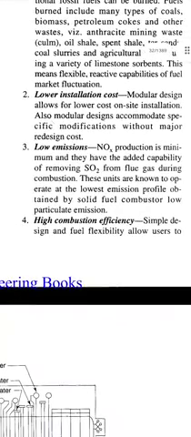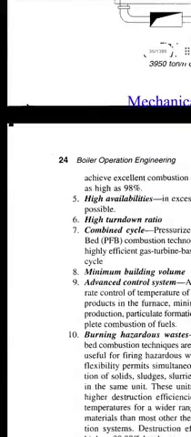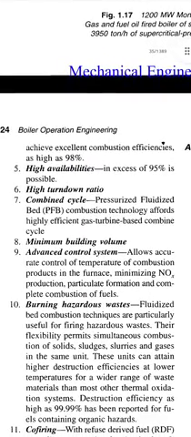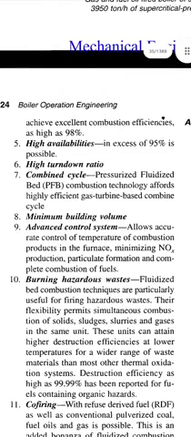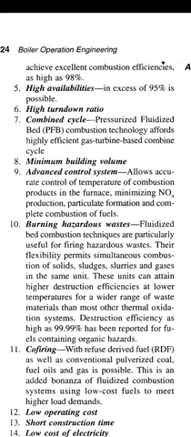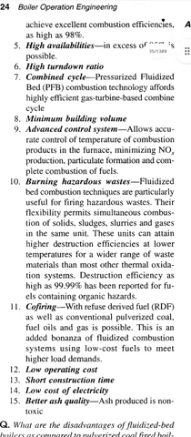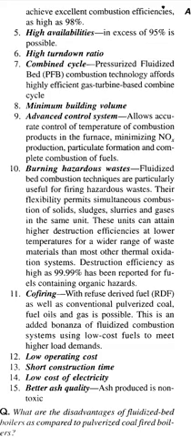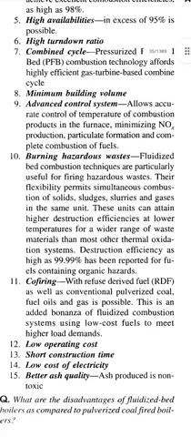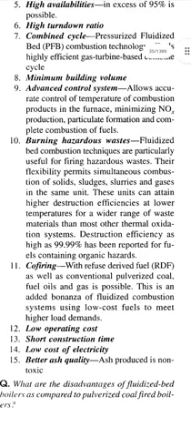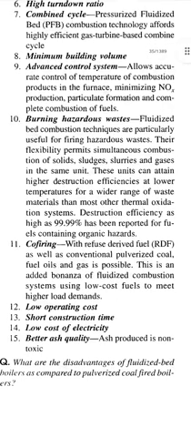Fourth one is high combustion efficiency. Simple design and fuel flexibility allow users to achieve excellent combustion efficiencies as high as 98%. High availabilities in excess of 95% are possible. High turn down ratio and combined cycle: pressurized fluidized bed combustion technology affords a highly efficient gas turbine based combined cycle. Minimum building volume. An advanced control system allows accurate control of temperature of combustion products in the furnace, minimizing NOx production and particulate formation, and ensuring complete combustion of fuels.